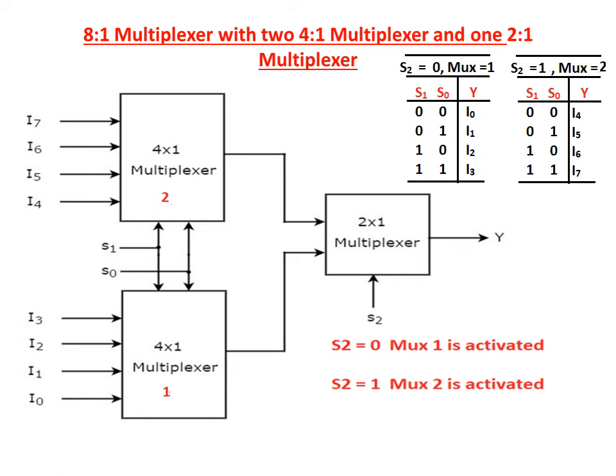Similarly, multiplexer 2 also works. Now S2 is equal to 1, so multiplexer 2 is activated. So now the selection lines S1 S0 are 0 0, I4 is selected, 0 1, I5 is selected, 1 0, I6 is selected, and 1 1 combination, I7 is selected. So based on that, it's routed to the output side Y. This is the working of 8:1 multiplexer implementation.